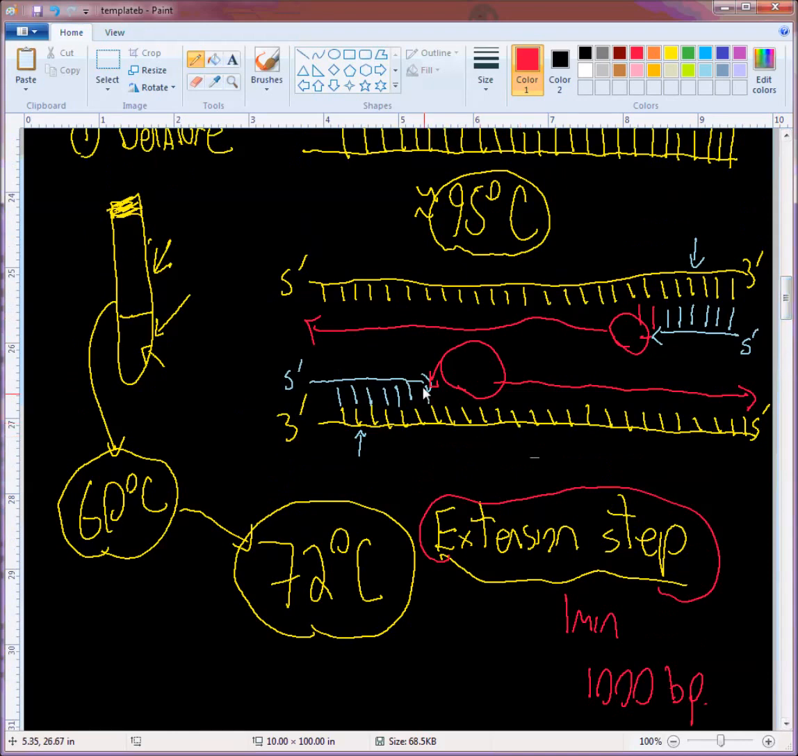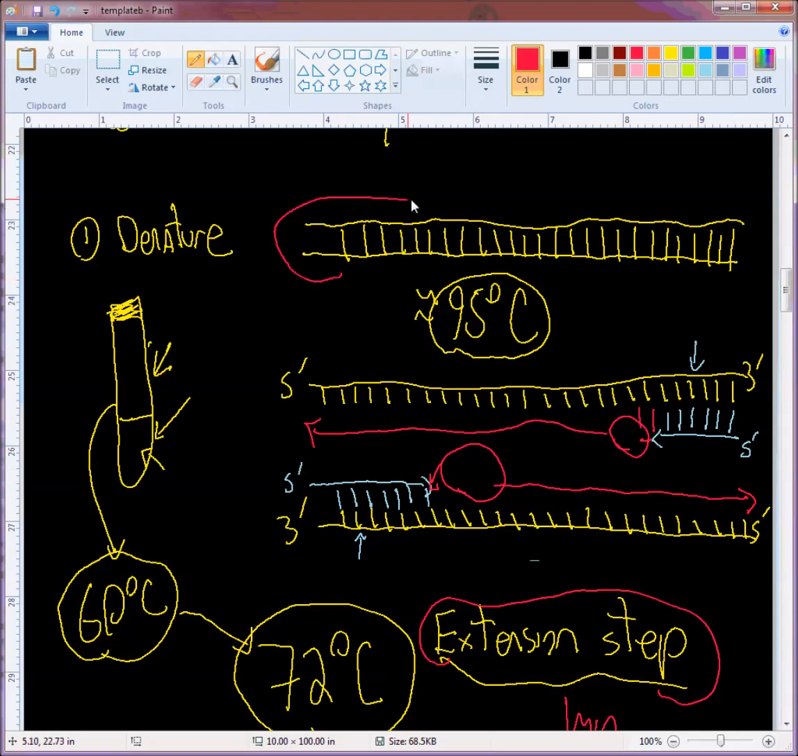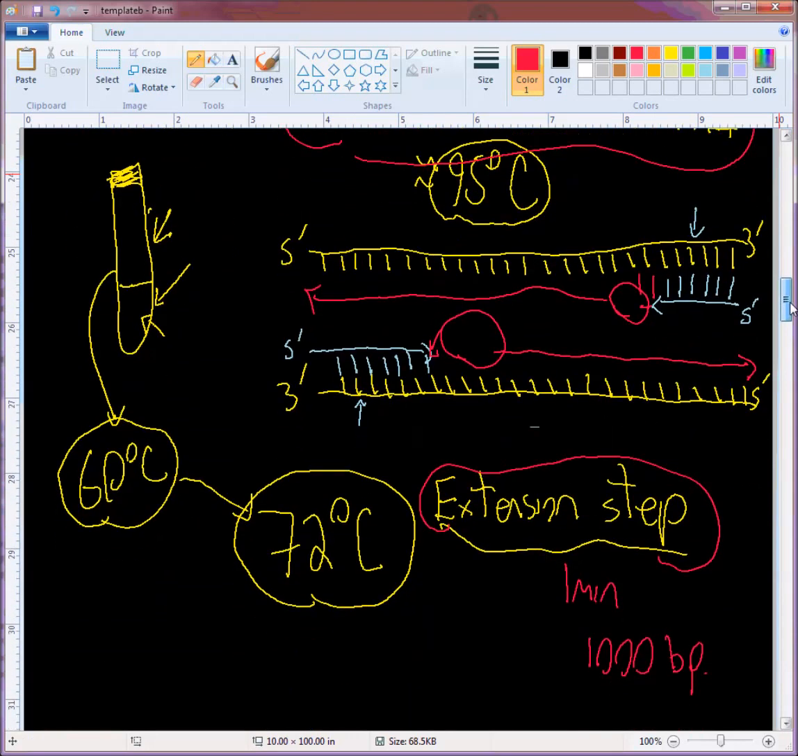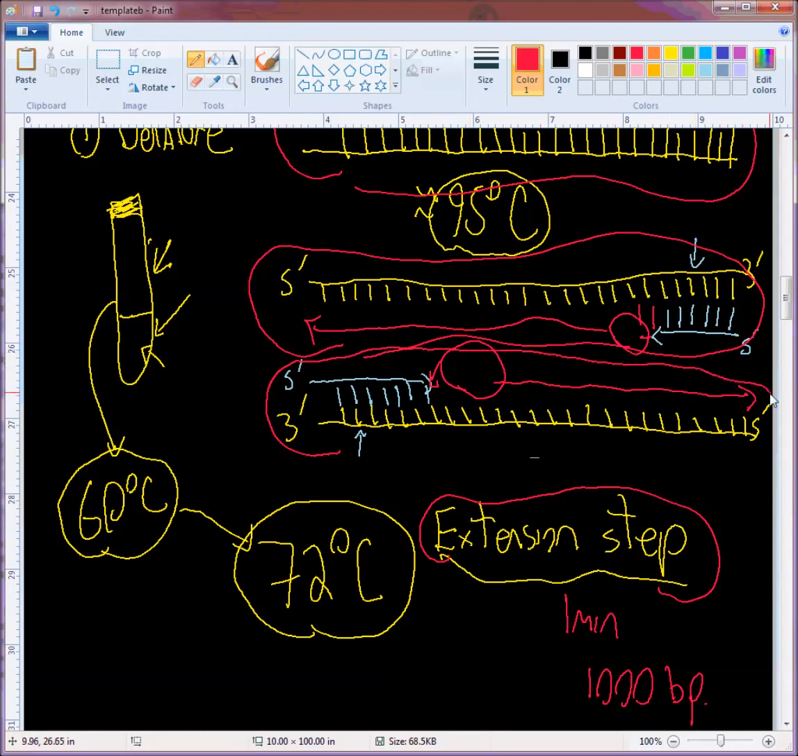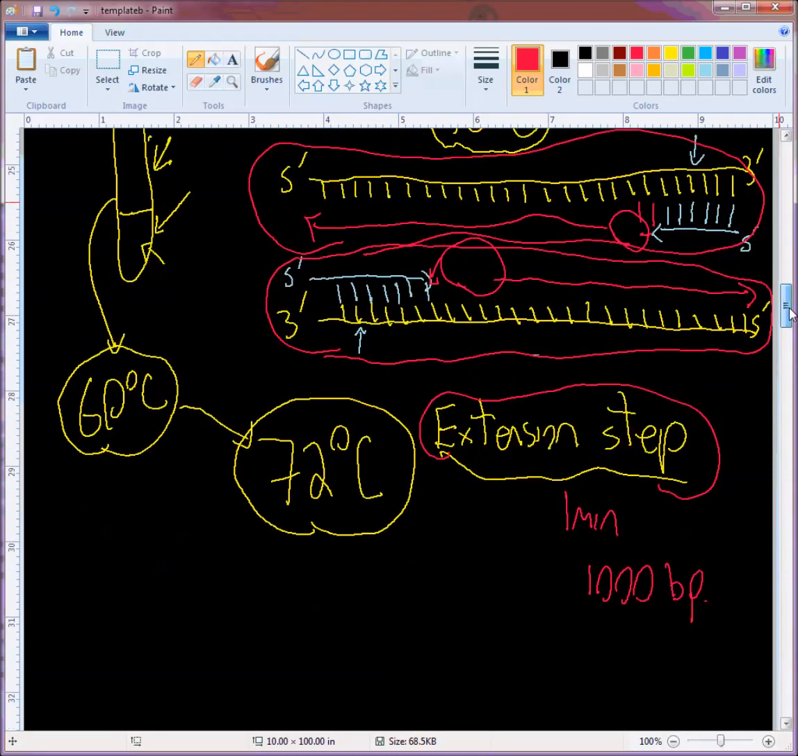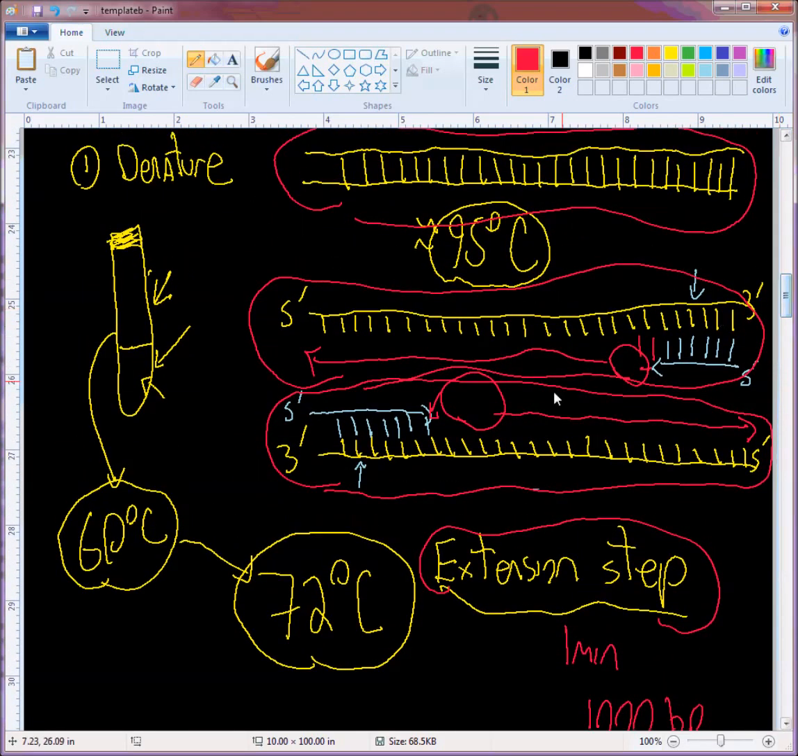Okay, and then what will we do? So we run it for about 3 minutes, and what have we done? Well, if we started with just one copy of the gene, at the end of the extension step, we now have 2 copies, right? So that's not that much more DNA. We haven't amplified it that much. We've just doubled the number of copies. So we want to keep doing this, and what we're going to do now is cycle these steps. We're going to go from the extension step, take that test tube at 72 degrees and raise it back up to 95 degrees.